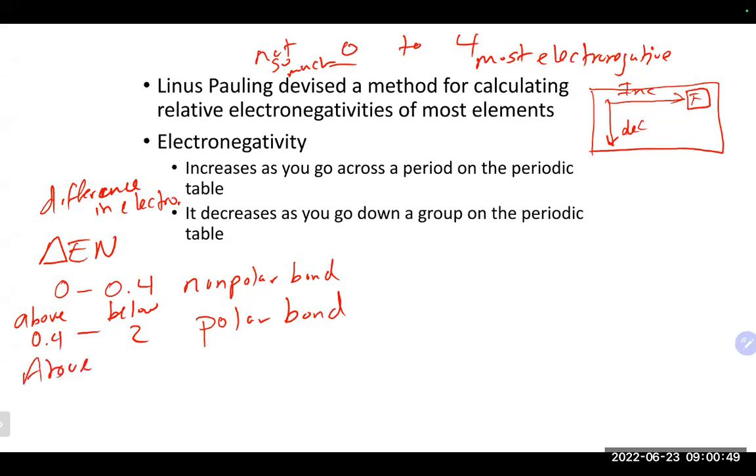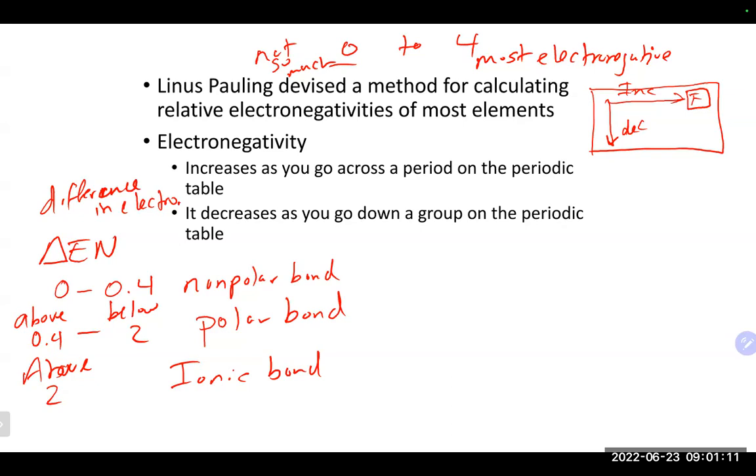Above 2 typically is an ionic bond. That above 2 value is not perfect. There are some ionic bonds that actually have a difference in electronegativity value a little bit below 2. But in general, if you have something above 2, it is considered ionic.